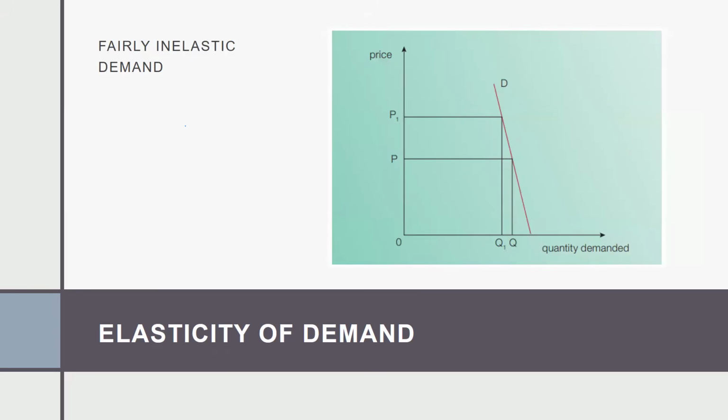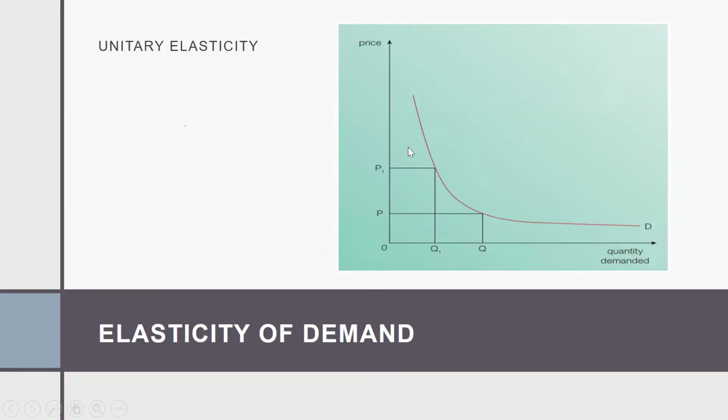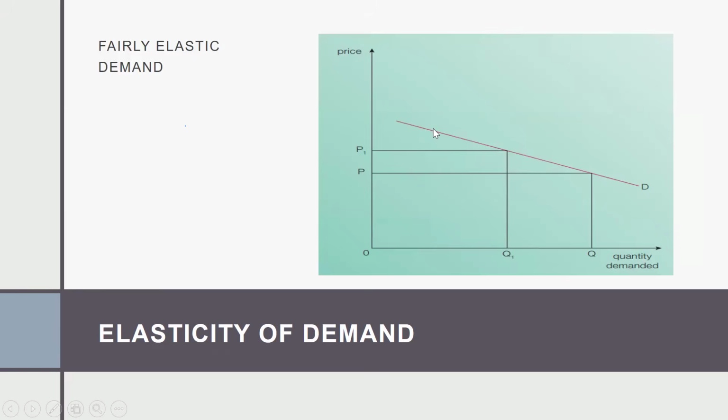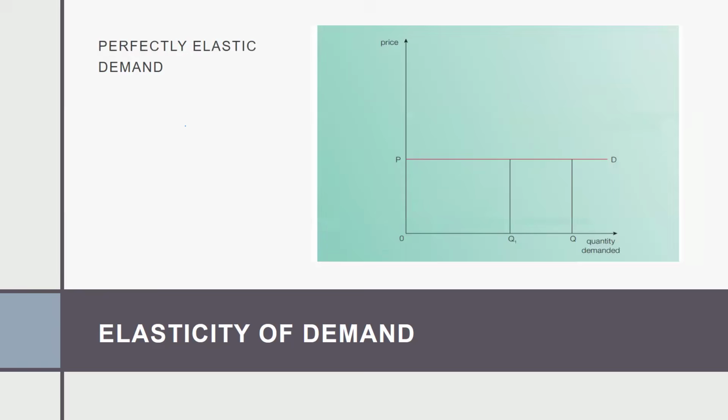Unitary elastic would look like this. A change in price will result in an equal change in quantity. Fairly elastic will look like this. It's closer to horizontal than vertical. And then perfectly elastic will be perfectly horizontal.